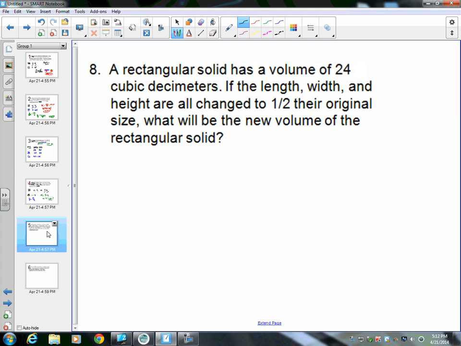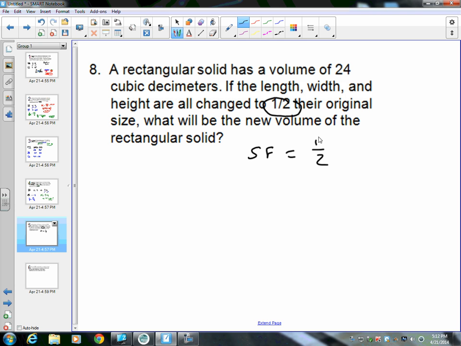Okay, next question. Number 8 says a rectangular solid has a volume of 24 cubic decimeters. Interesting, decimeters. If the length, width, and height are all changed to 1/2 their original size, what will be the new volume of the rectangular solid? Okay, so 1/2 is the scale factor of their sides.